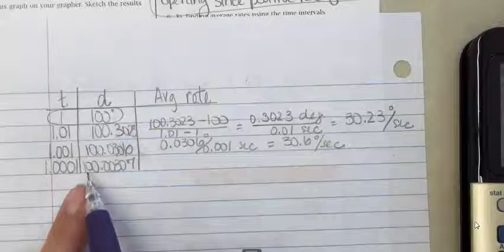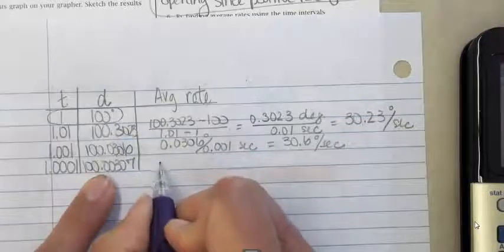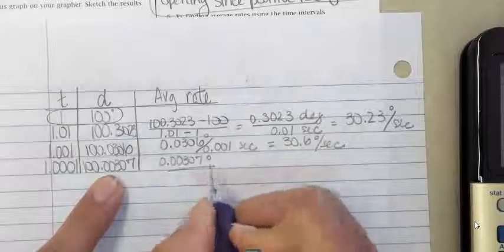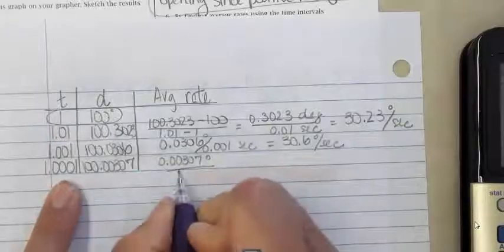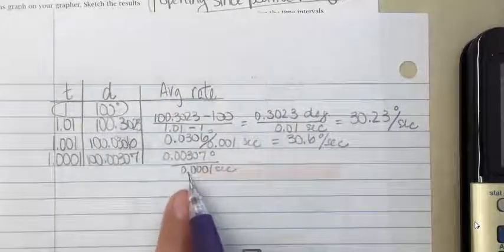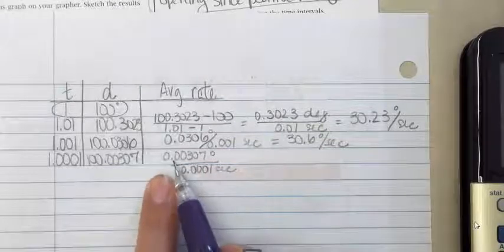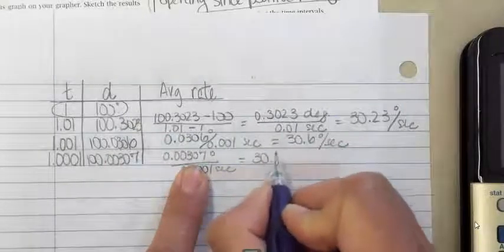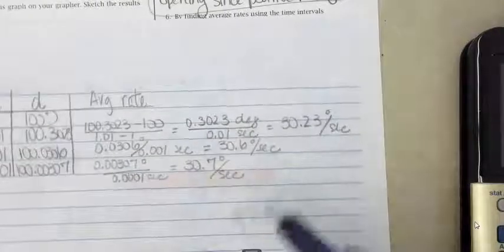Okay, and then here, same exact thing, right? Take the change in these two. So I'm going to have 0.00307 degrees divided by the difference in time from 1 to 1.0001, so that's 0.0001 seconds. So it looks like here I'd have to multiply by 10,000, top and bottom, or move the decimal over 4 places. So when I do that, 1, 2, 3, 4, I get 30.7 degrees per second. Okay, so it looks like we're getting a little bit closer.